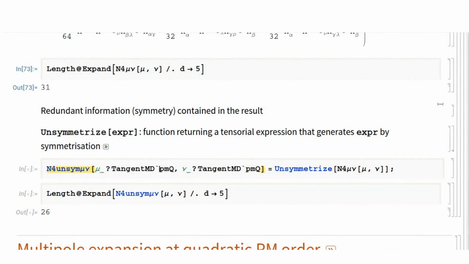Sometimes it's useful to unsymmetrize something which is symmetric. So I have a very simple command to do that. This means that when you have defined this unsymmetrized quantity, if you resymmetrize it, you will come back to the original quantity. And the gain is that you have fewer terms, and if you need complicated manipulations, this is useful.